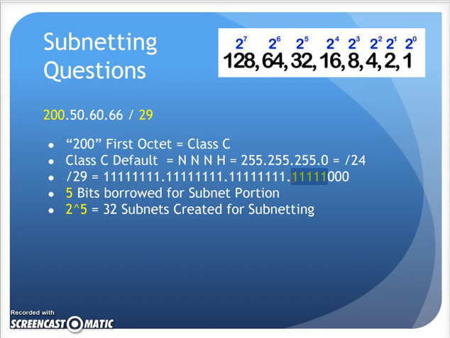And the question they asked you about subnets, I don't need to go any further. I can say, okay, with 5 bits borrowed, 2 to the 5, 32 addresses are created for subnetting. That's what they asked me. I can stop right there. I see those 5 bits borrowed. 2 to the 5 tells me 32 subnets are created for subnetting.